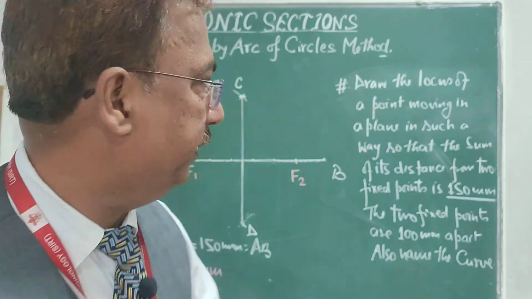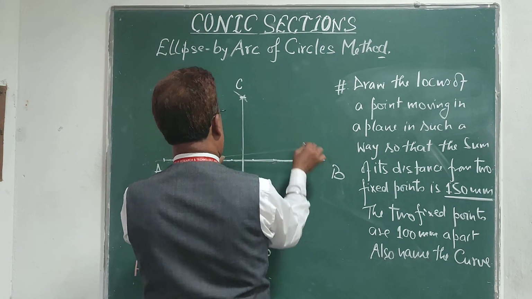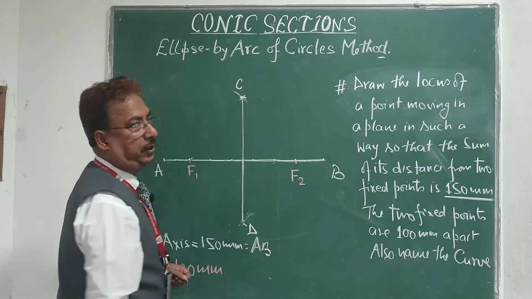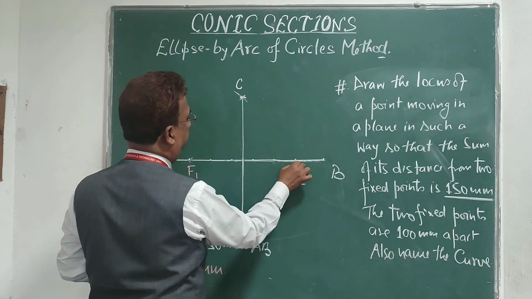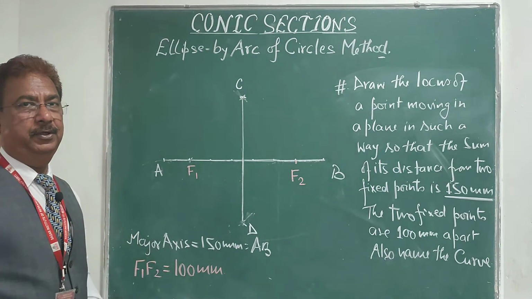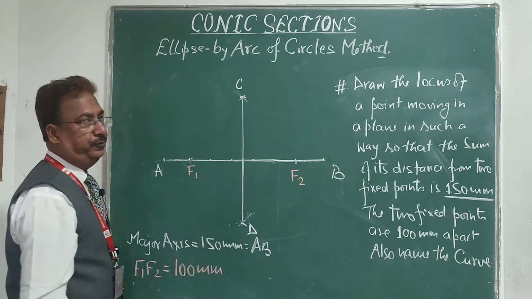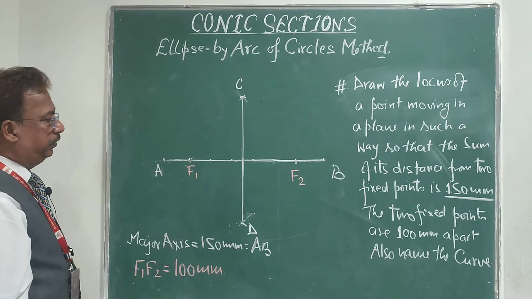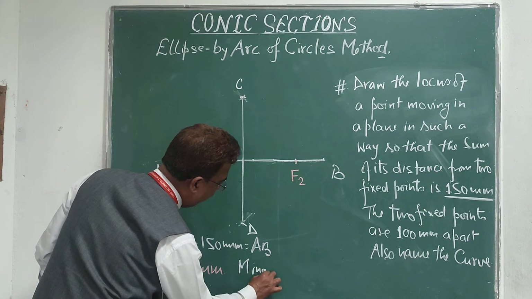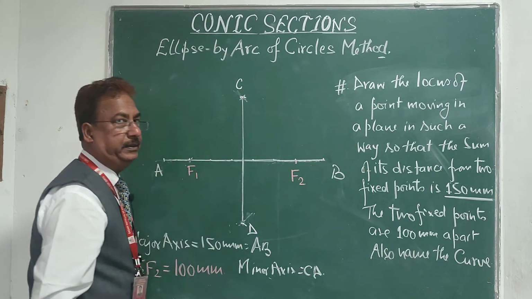Now if you look at this figure, CF1 equals half of AB, and CF2 is also equal to half of AB. So CF1 plus CF2 will be equal to AB. It means this will be one of the points on the curve. In the same way, D is also one of the points on the curve, as DF1 plus DF2 equals AB. So directly I can easily get the minor axis. This CD is also the minor axis, and we have already located it.